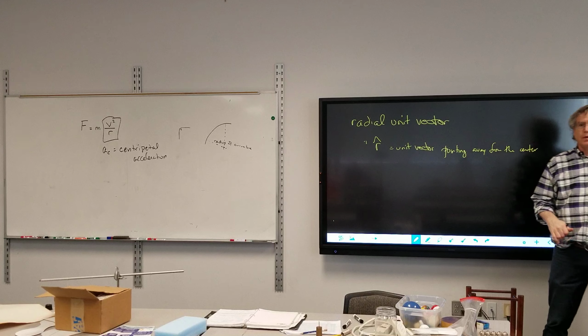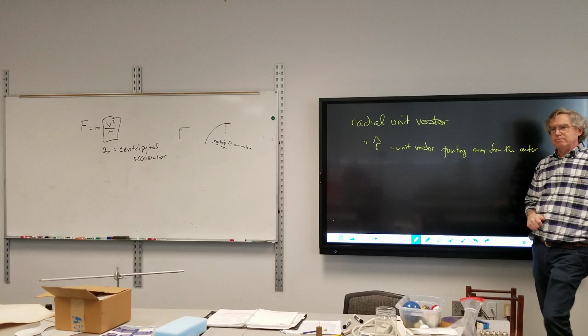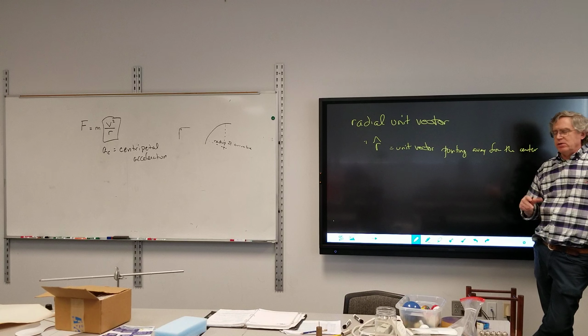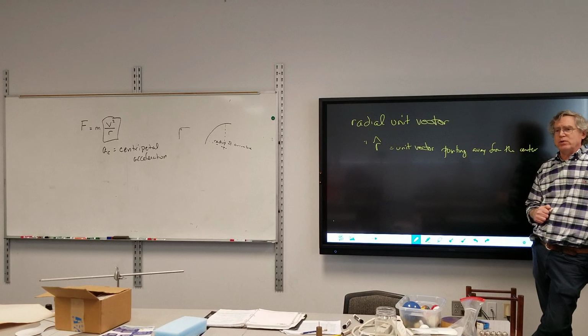You said J hat was perpendicular to I hat. Officially, you could use a unit system where they're not perpendicular to each other. However, I would not recommend that until you get into graduate level physics. Okay.